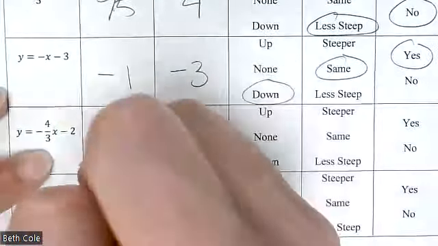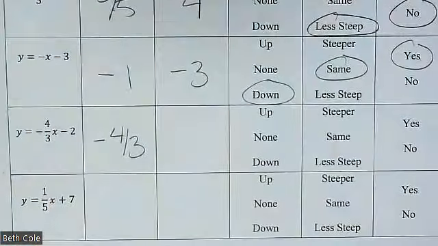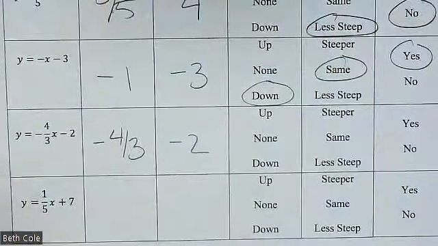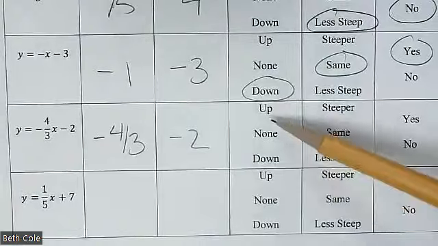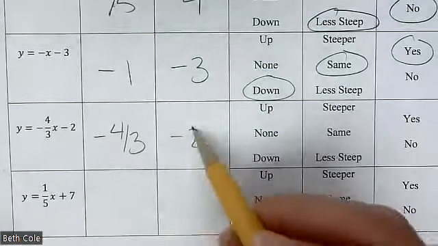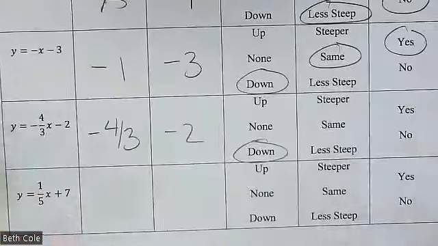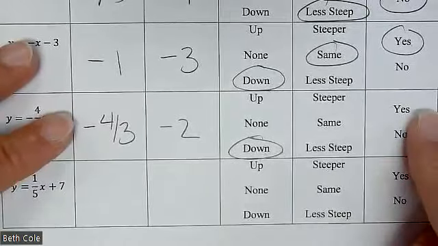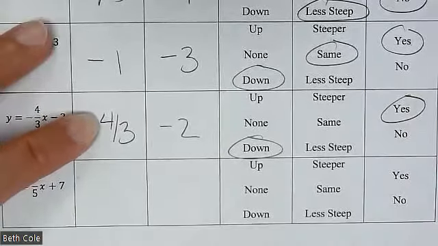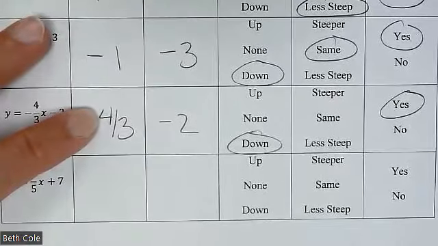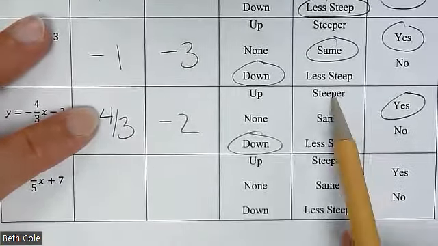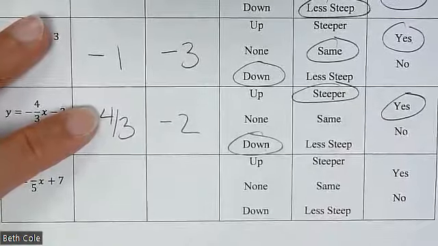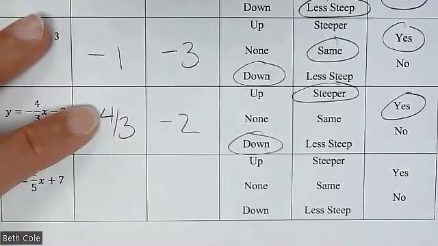All right, for this one, our slope is -4/3. Y-intercept is -2. So did it move up, down, or none? Down. -2 means it went down. Was there a reflection? Yes, because there was a negative. Now, this is tricky. I'm going to throw the question out there and see if you guys know it. Is 4/3 bigger or smaller than 1? 4/3 is bigger. The way I think of it is 3/3 would be 1.